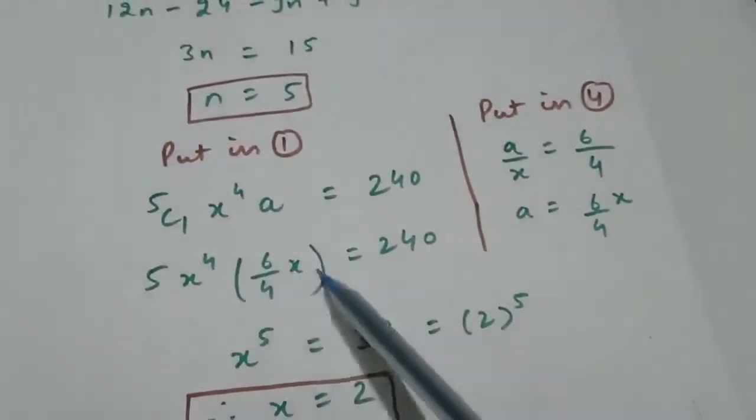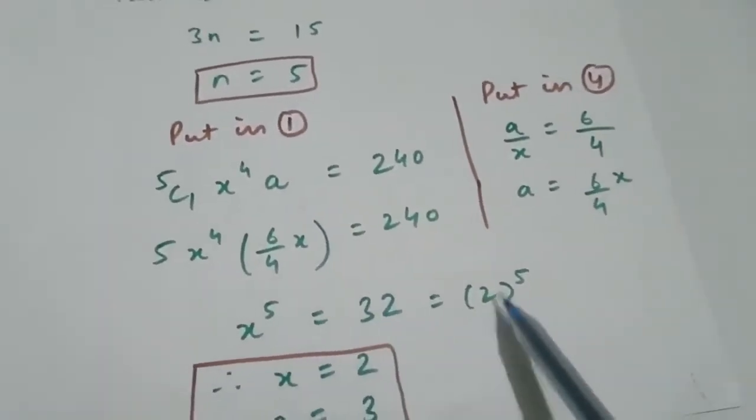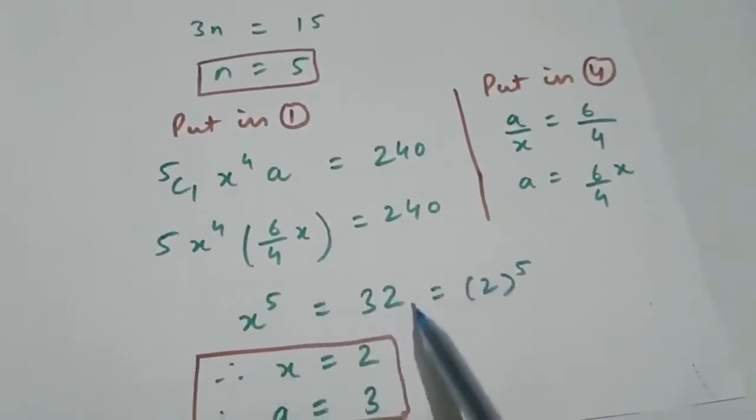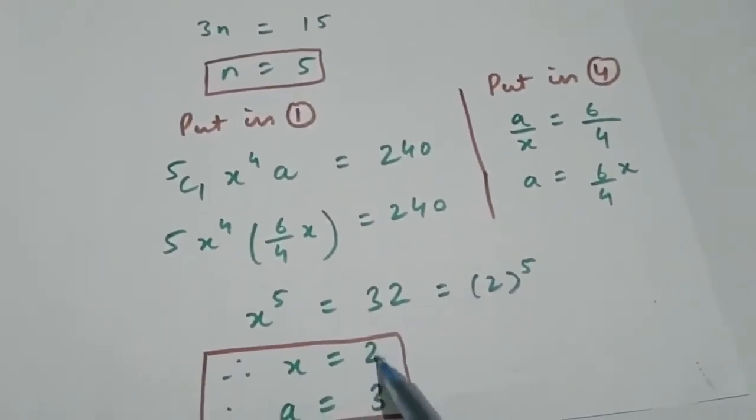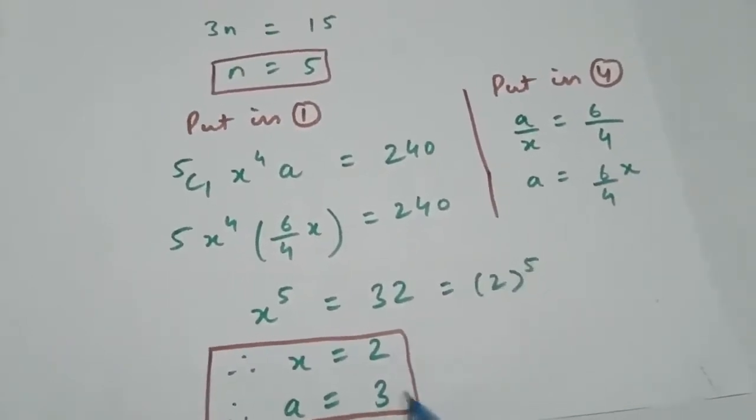So you will get x raised to the power 5 equal to 32, which is 2 raised to the power 5. So x is 2. Now put this 2 here. You will get the value of a as 3. Right?